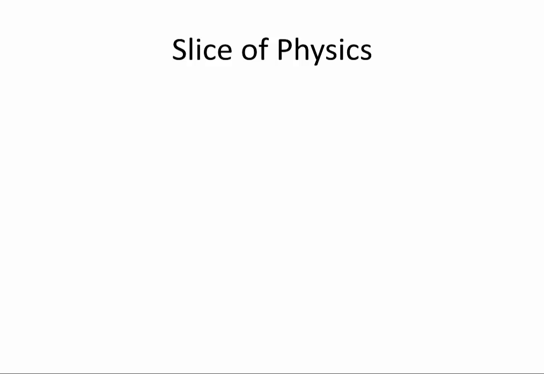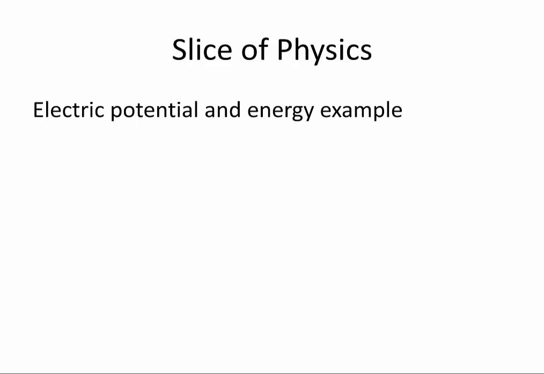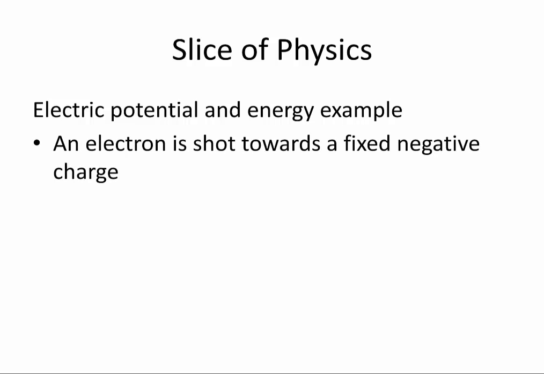Welcome back. In this slice of physics, we're going to tackle another example dealing with electric potential and potential energy as well as kinetic energy. We're going to take the example where an electron is shot towards a fixed negative charge. Now you know that an electron is negatively charged, so it'll be repelled by the other negative charge, but if it's shot towards it, it will move closer as it's slowing down.